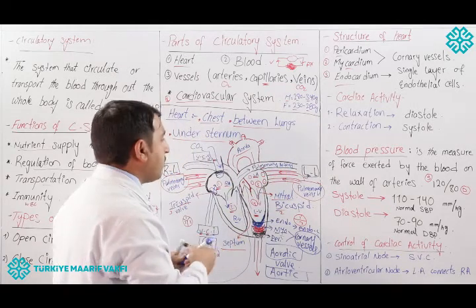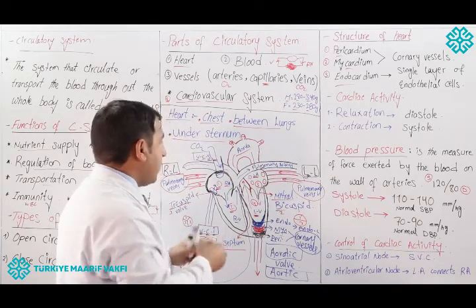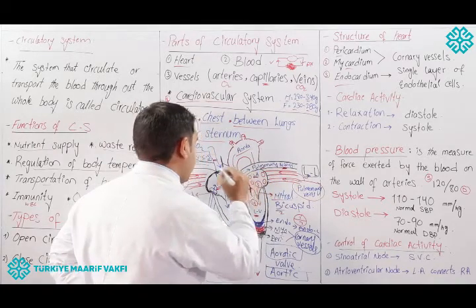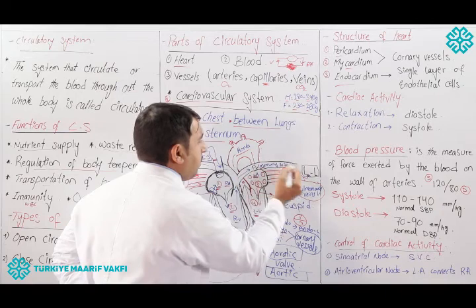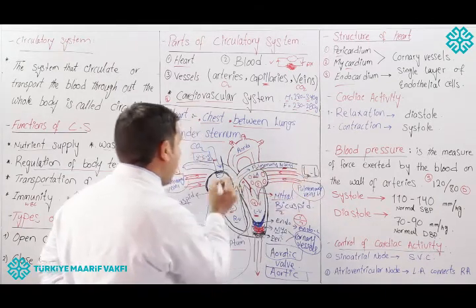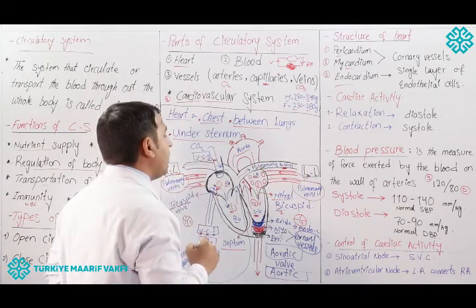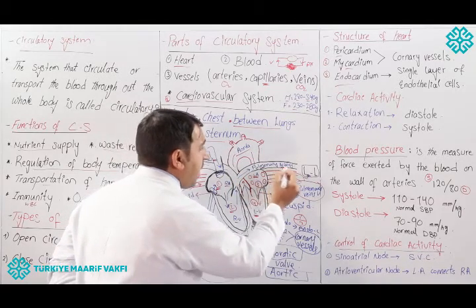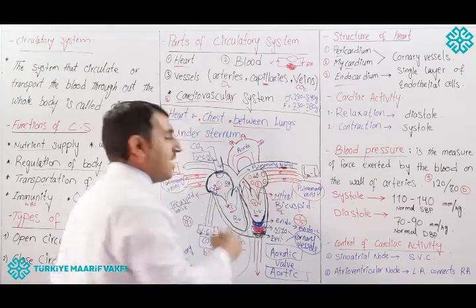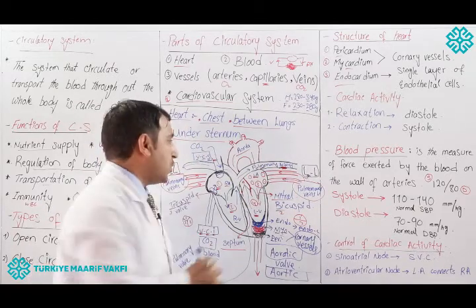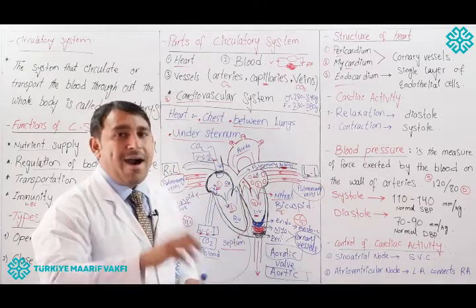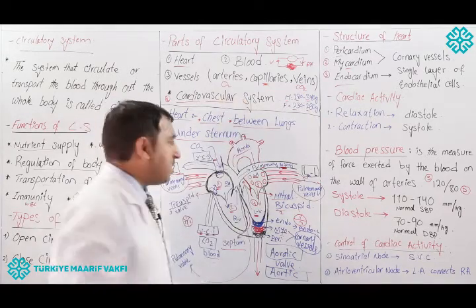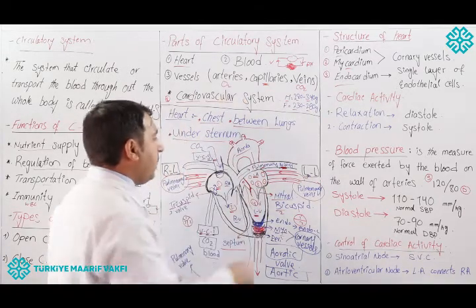And this artery is called the pulmonary artery. One branch of the pulmonary artery goes to the left lung and another branch goes to the right lung. Now this pulmonary artery is an artery, but it contains deoxygenated blood. So it is the exception. All arteries contain oxygenated blood except the pulmonary artery. And we have veins.